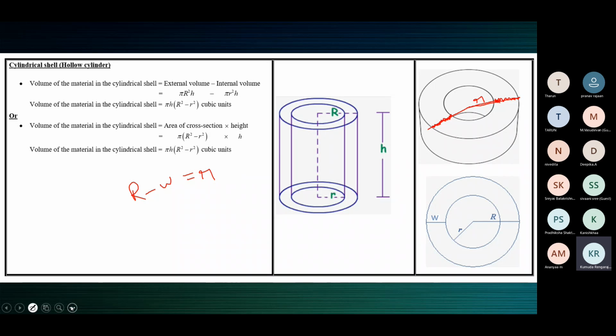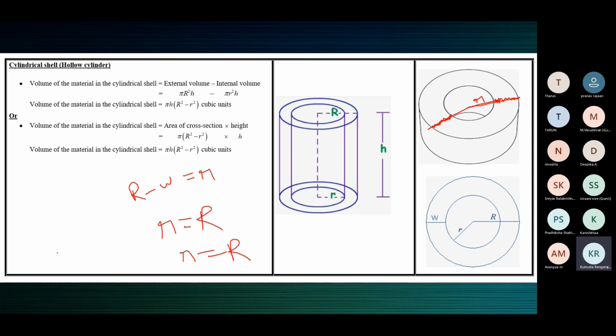But supposing the wall of the cylinder is very, very thin, meaning the inner radius is almost equal to the outer radius. The wall is very thin, so you can ignore the thickness of the wall. In that case, if at all you want to take two R's, both are the same. Both will have the same value.